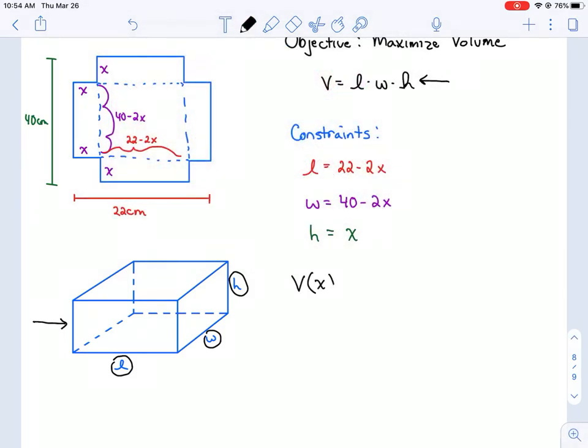So the volume, in terms of only the variable x, is length times width times height. And if we were to distribute and multiply those binomials out, the result would be 4x cubed minus 124x squared plus 880x.